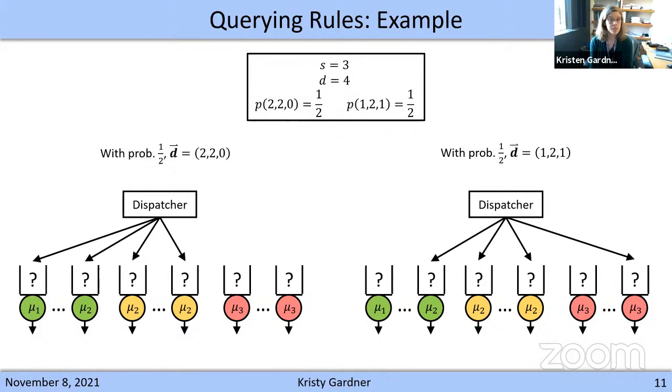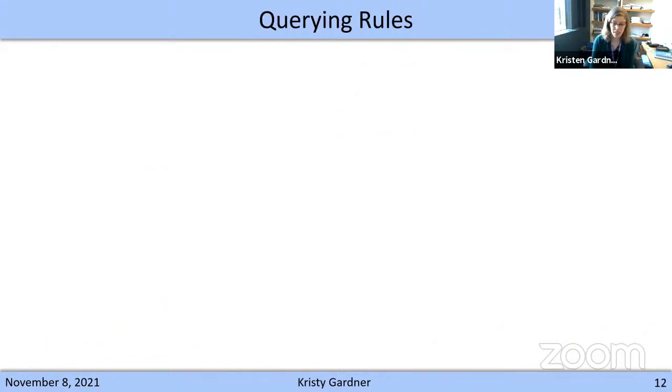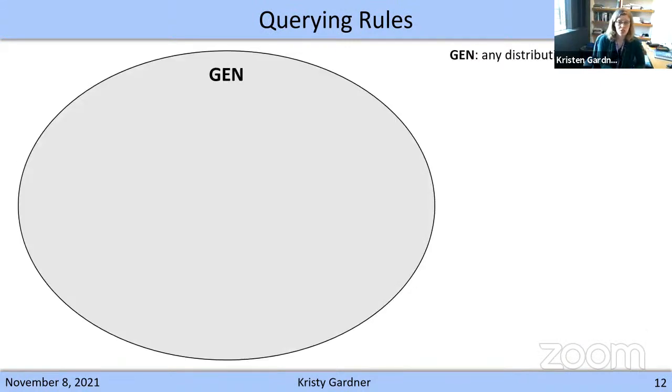So this is one specific querying rule, but a lot of our work is about trying to find the best possible querying rules. This turns into an optimization problem, so I want to talk about the entire space of querying rules that we're ultimately going to optimize over. So our broadest set of querying rules is called GEN. This stands for general. Any general distribution over our set of query mixes is allowed here. This is any query rule that follows our static and symmetric kinds of properties.